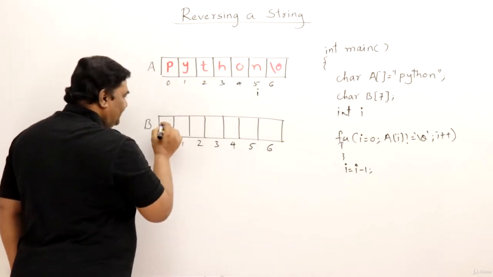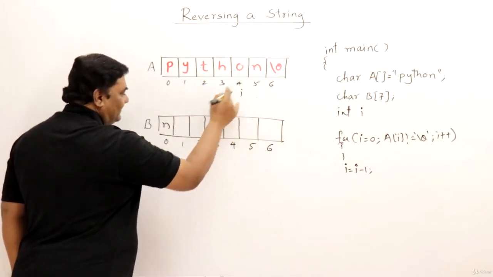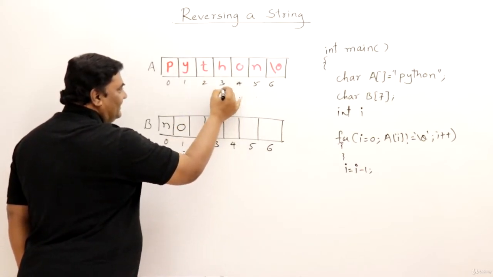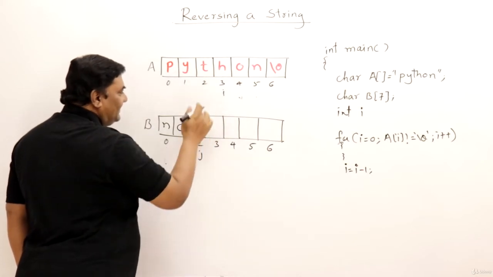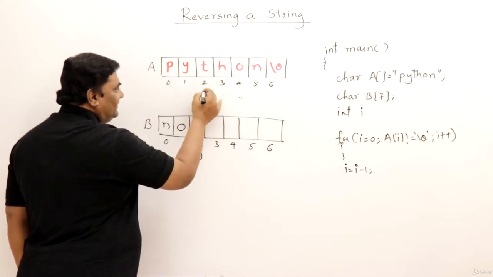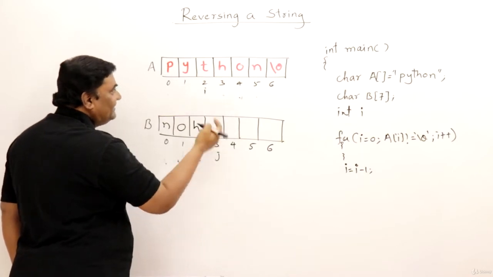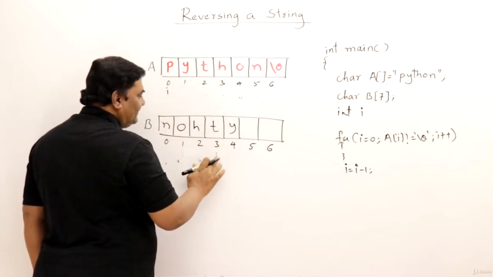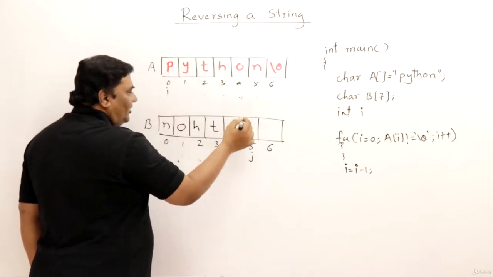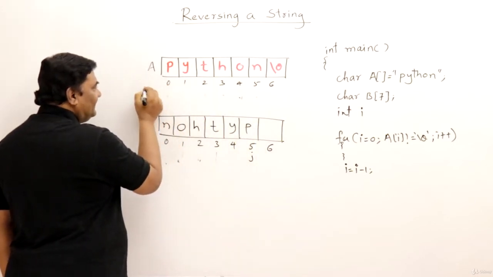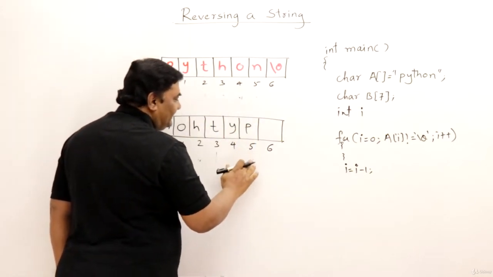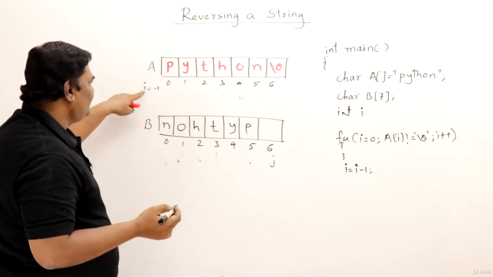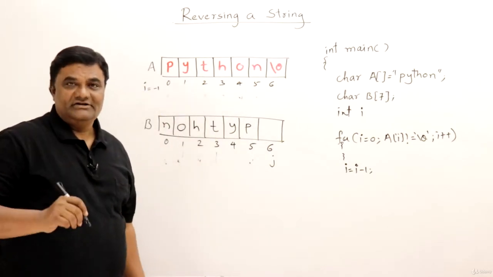So now N I will copy, then decrement i, increment j, then O I will copy, decrement i and increment j, then H I will copy here, then decrement i and increment j. In this way I will copy T, then Y, then at last when it has P here, then copy P, right? Decrement i, so i becomes -1 and increment j. Now stop, because we have finished all the alphabets. How do you say that? Because i has become -1.